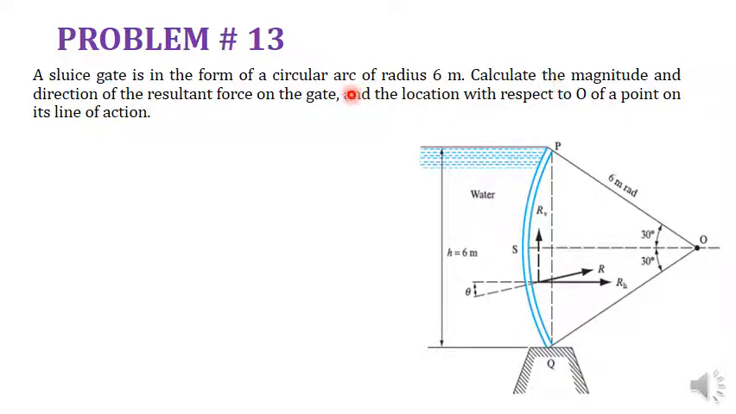You need to calculate the magnitude and direction of the resultant force on the gate. Here you can see in the figure, the water is going to apply a hydrostatic force normal to that sluice gate. You are familiar with this point of application, so you can also shift this resultant along the line of action over here. Actually, this resultant of the hydrostatic force is going to act normal to that sluice gate along this arc.